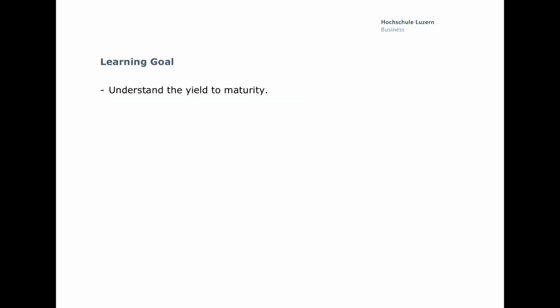The learning goal of this session is that you understand the concept of yield to maturity as the standard measure of the total rate of return of a bond investment.